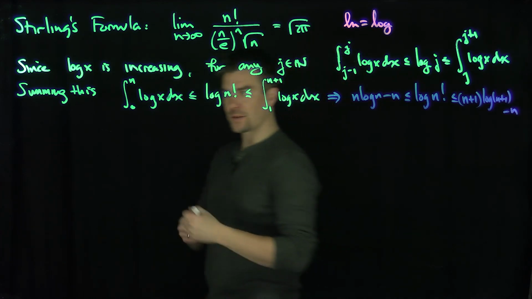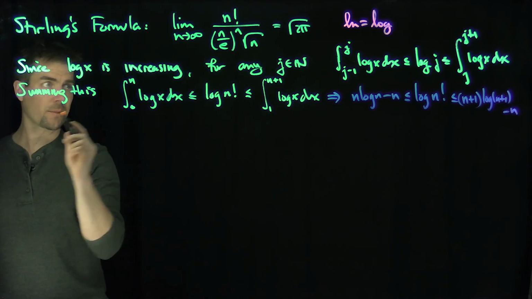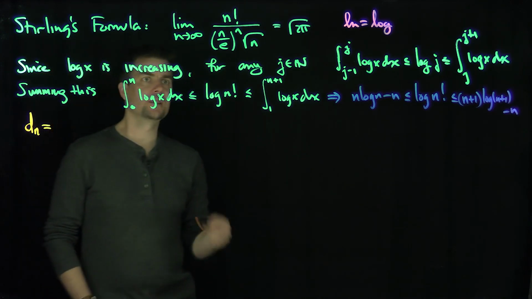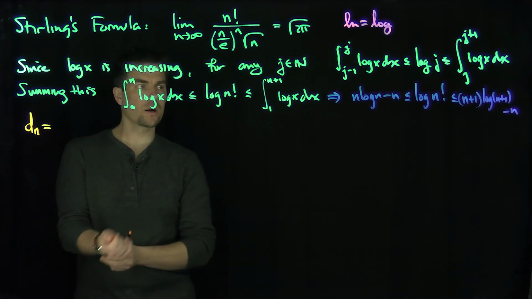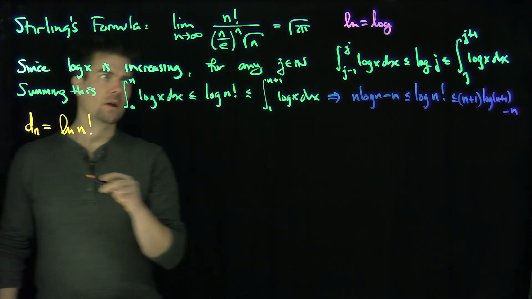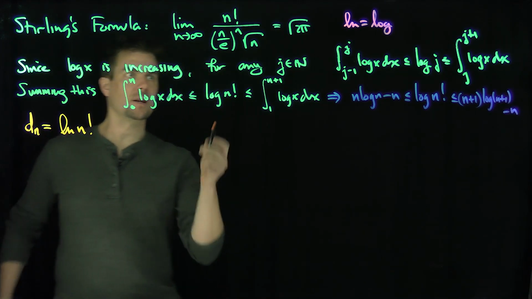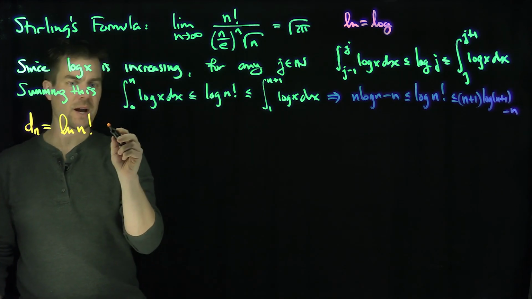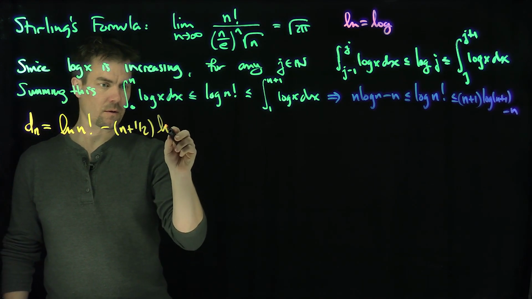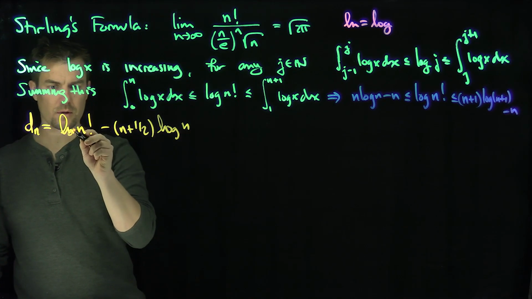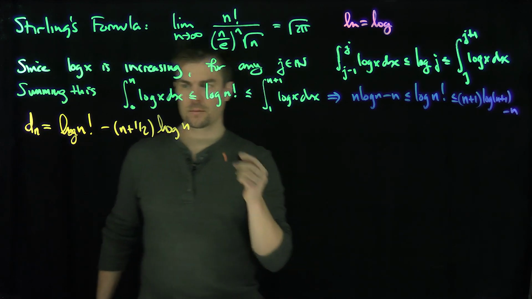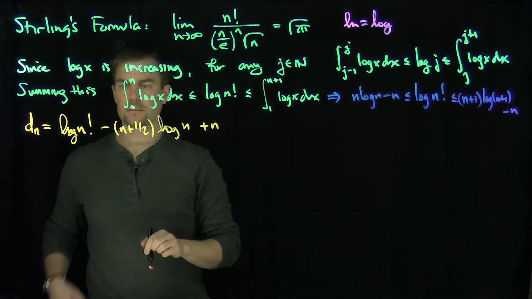So now let's consider the sequence that we care about. We're going to consider the sequence d_n, and what's d_n going to be? It's going to be the log of this thing over here. So it's going to be the log of n factorial, that's the log of the numerator. Then I'm going to have a denominator, and I'm going to need an n to the power 1/2, so I'm going to need a minus (n plus 1/2) log n, and then a plus n over here, okay?